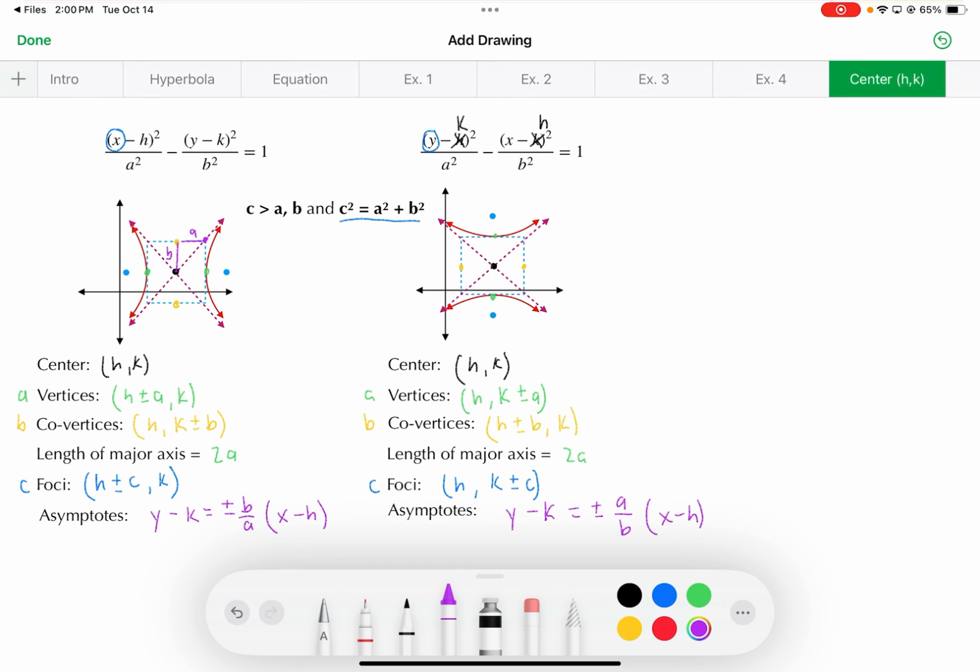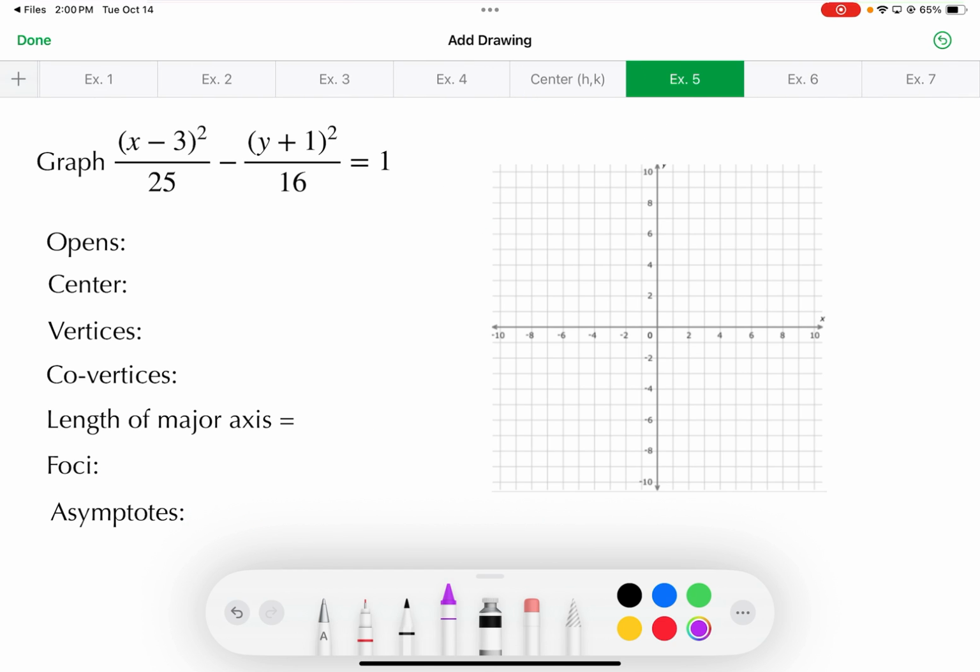Okay. All right, so example 5. Looking at the equation, which way do we open? Left and right. That's because I see x in the first fraction. What are the coordinates of the center? (3, negative 1). Plot that. Okay, what is our a value? It comes from the first denominator, so 5.